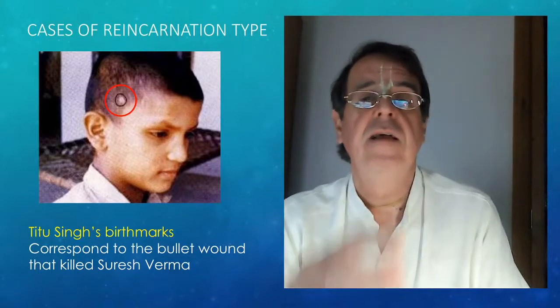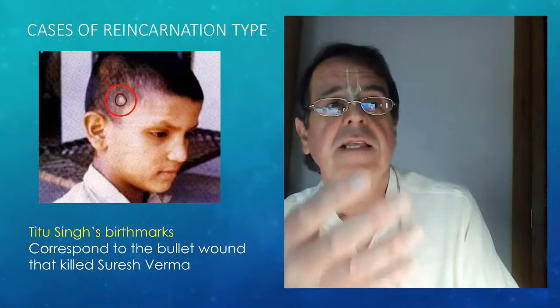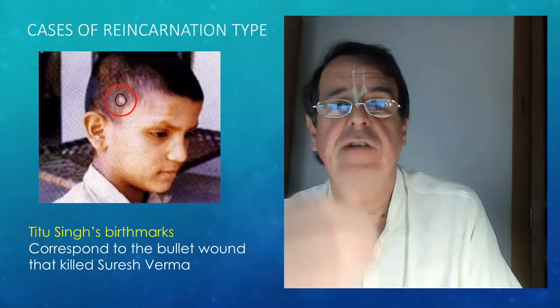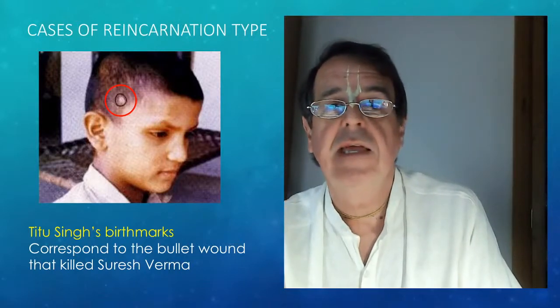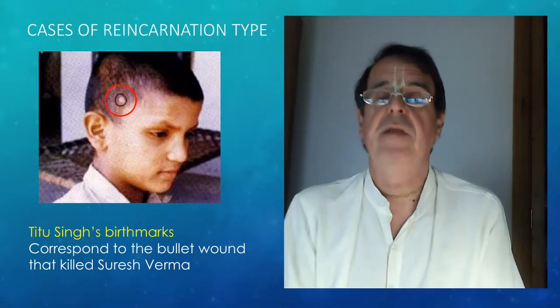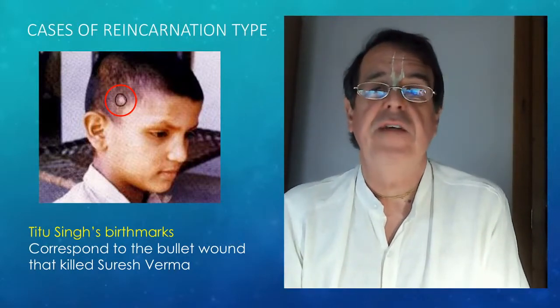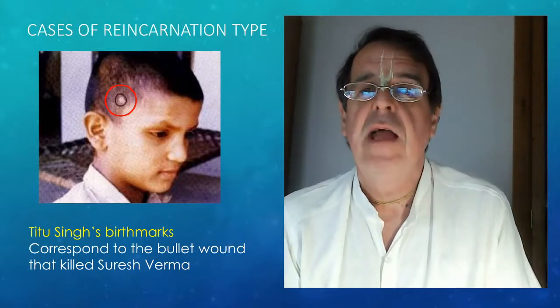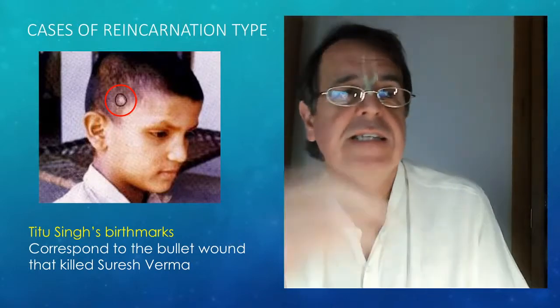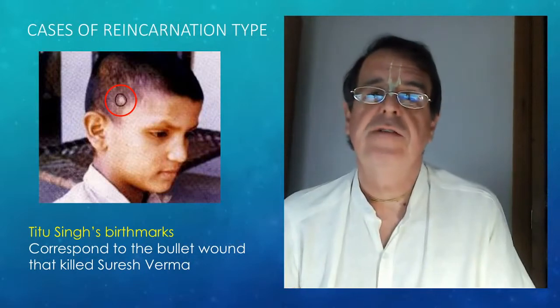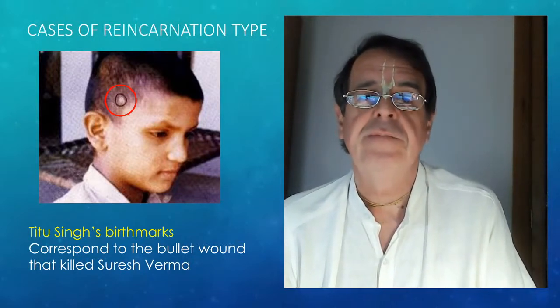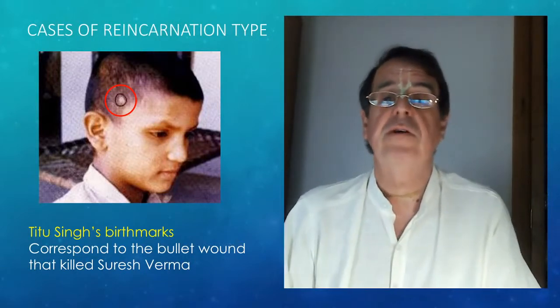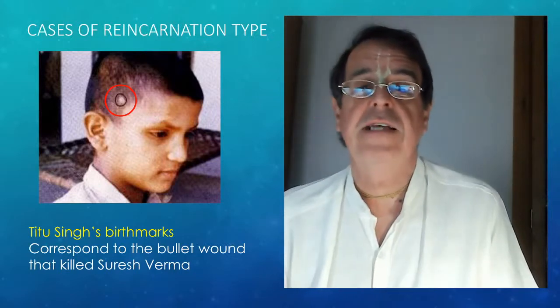And here we see on Titu's head, this is the right side, this is the entry mark of the bullet manifest as a sort of birthmark, a round indented shape which coincides exactly with the location of the entry wound that killed Suresh. And he had a second birthmark on the other side of his head that matched the exit wound.